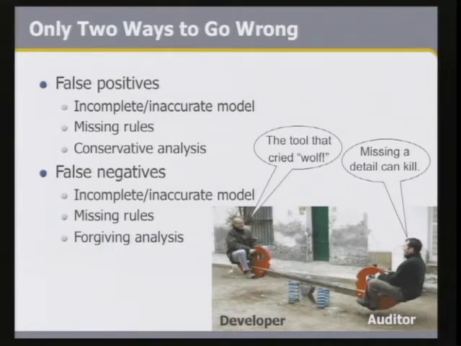So conservative analysis, which is typically what we see in security tools, will report a vulnerability if it thinks there's a possibility of a vulnerability being present. A forgiving analysis, which you see more on the quality side, will report bugs when it's very, very confident that the bug is actually a real, true positive.